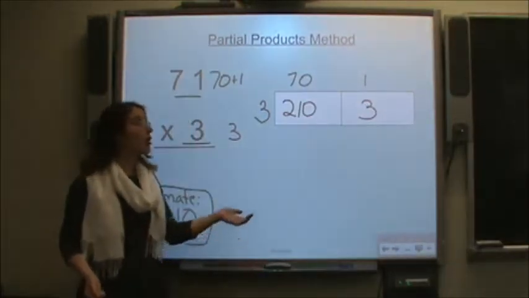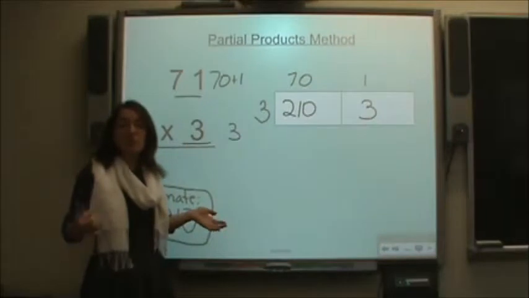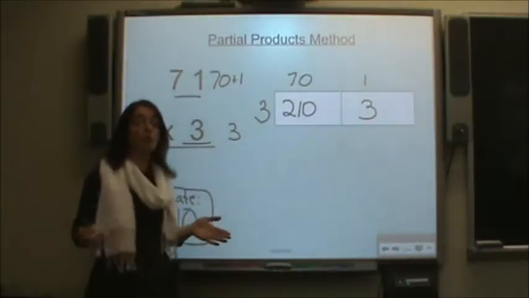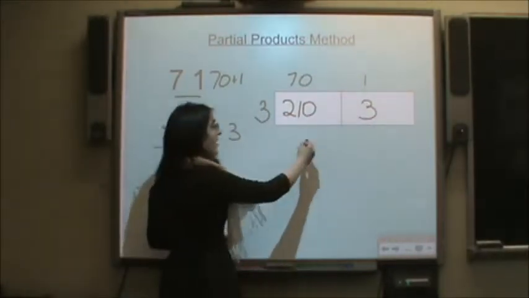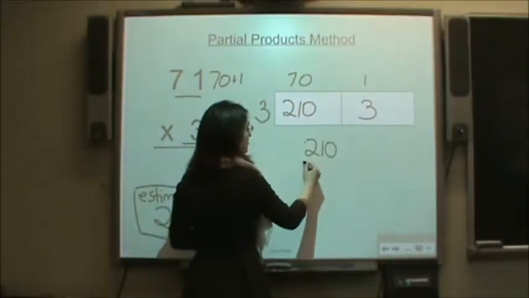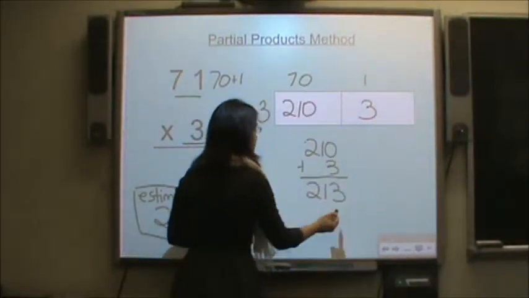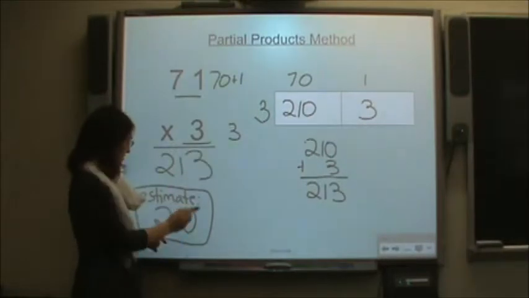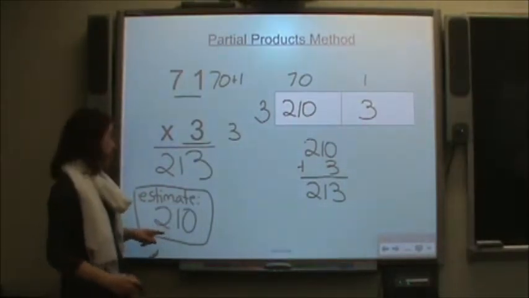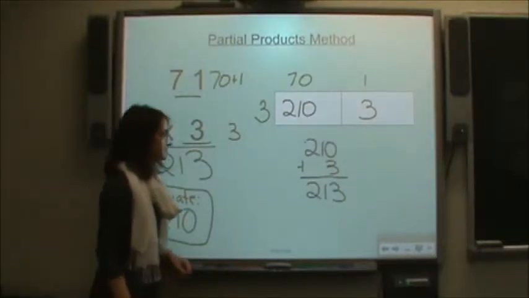Both of those are parts of the product. They're parts of the answer, but they aren't the complete answer by themselves. When we put them together though, they will make the full answer. So if I add 210 plus 3, I get 213. And that's my answer. It's as simple as that. And that's incredibly close to my ballpark estimate, so I'm pretty confident that I'm correct.